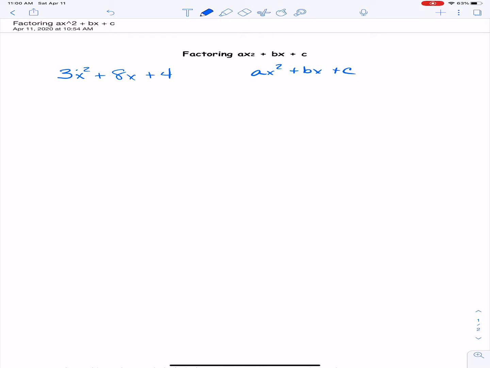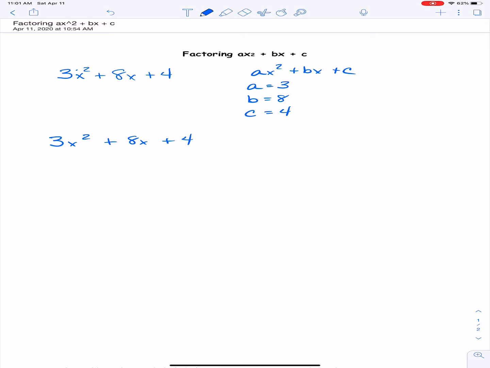So in this particular case, our a is equal to 3, our b is equal to 8, and our c is equal to 4. We need to know what each one of the values is of each one of our letters in our standard form. So let's begin by factoring 3x squared plus 8x plus 4. I'm going to rewrite my problem so that I have more room to work. Here's how I do this.